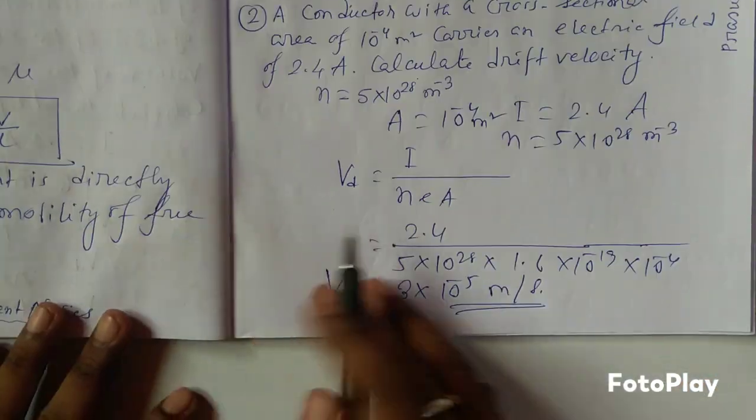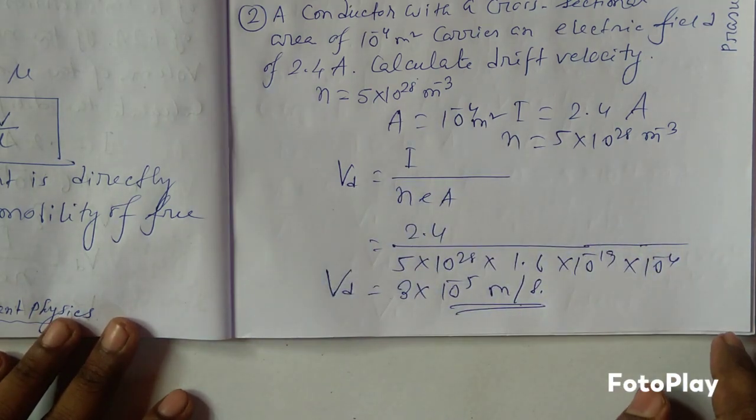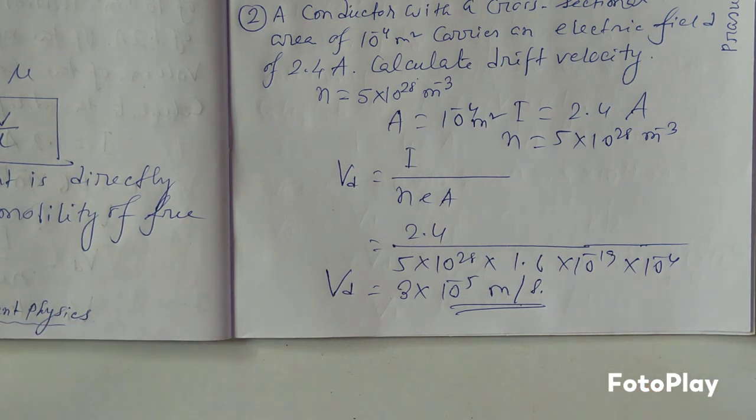So with the help of this relation, we can easily calculate different types of numericals. This relation between the current and drift velocity is very important. It is useful for different examination purposes.